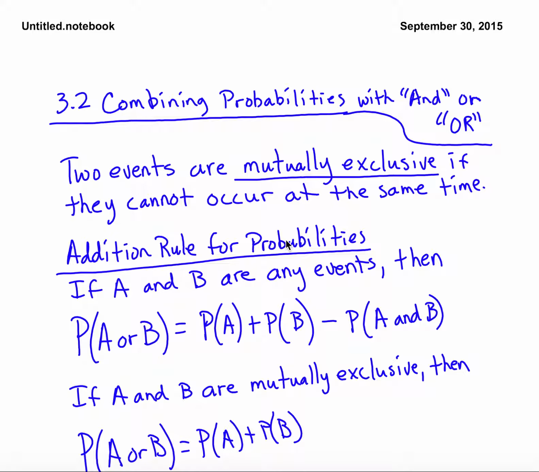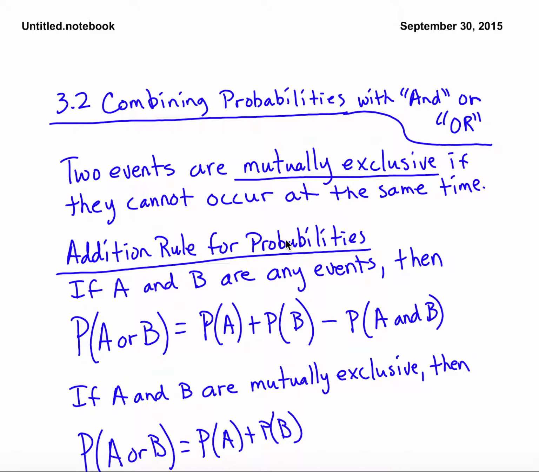So first we're going to talk about the fact that to do some of these ands and ors, it helps us talk about a concept called mutually exclusive. Two events are mutually exclusive if they cannot occur at the same time. An example would be you cannot be awake and asleep at the same time. You cannot pass a class and not pass a class at the same time. They don't have to be complements of each other.